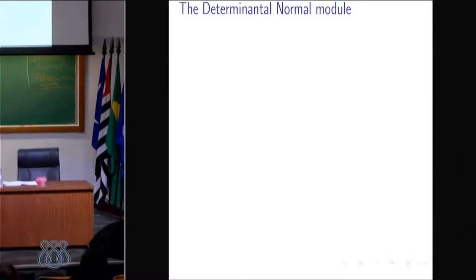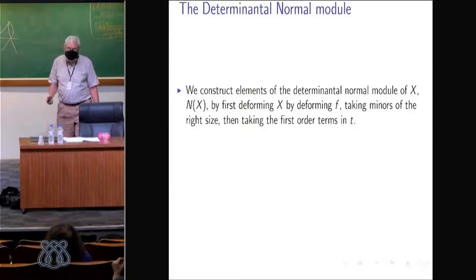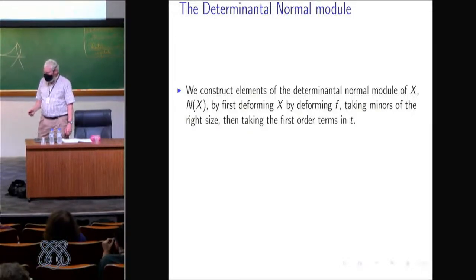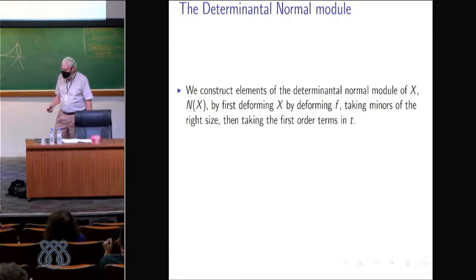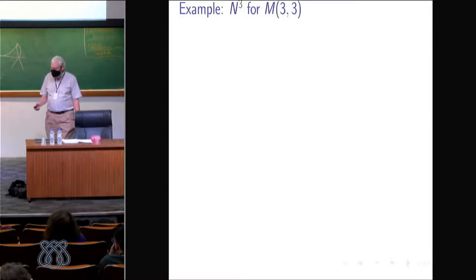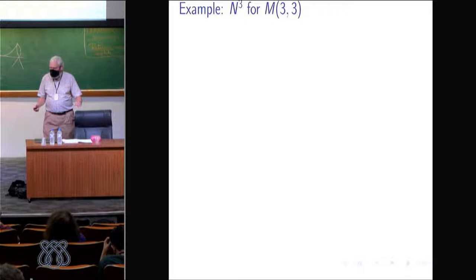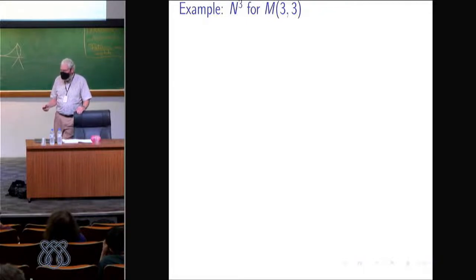Okay, so now we're going to look at the determinantal normal module. This is the module of infinitesimal deformations. It plays the part that theta f played with ICIS. So we first deform X by deforming F, take minors of the right size, and take the first order terms in t. One of the nice ways of taking the first order terms in t can be seen in this example here. We're going to look at N3, which is the normal determinantal module for the matrices where the rank is less than 3 and M33. Great. Let's write that down.